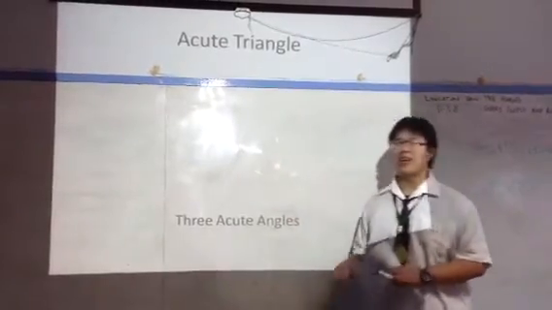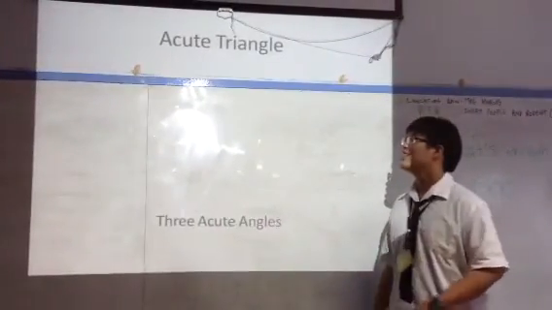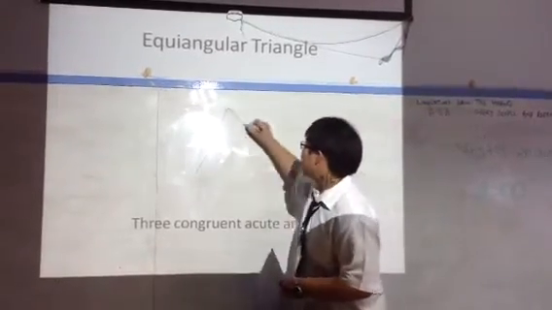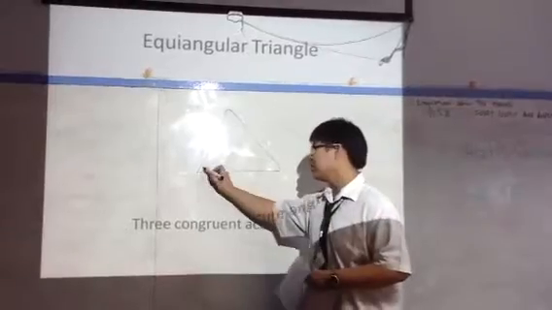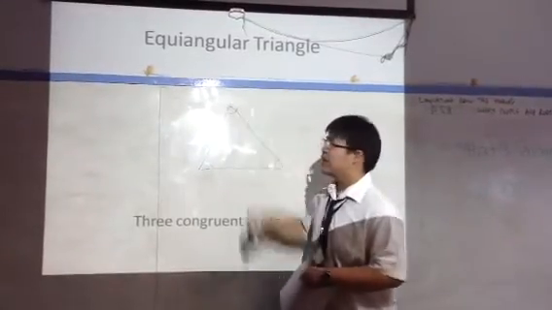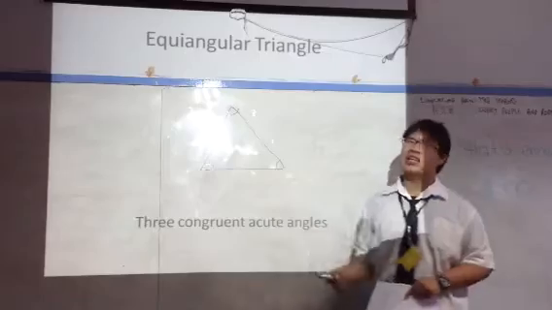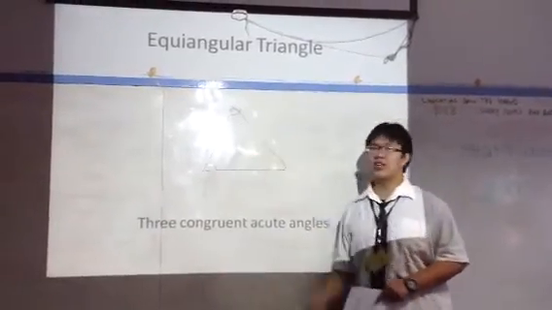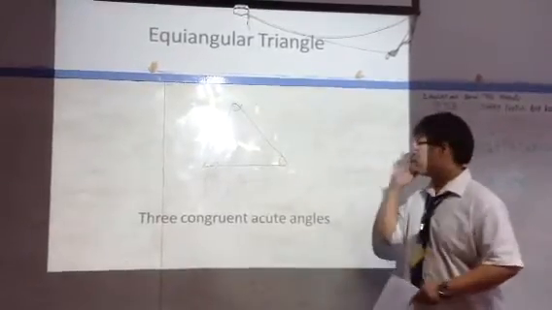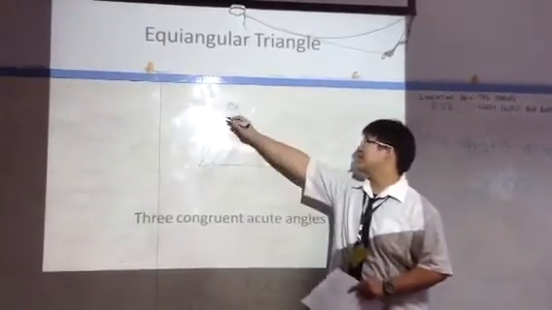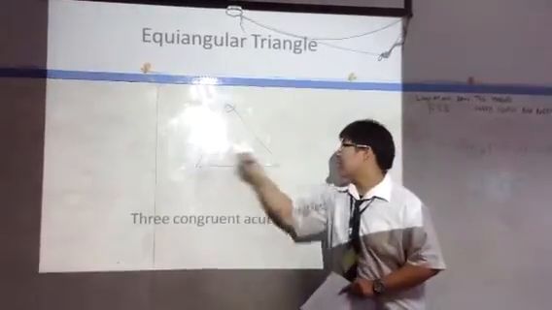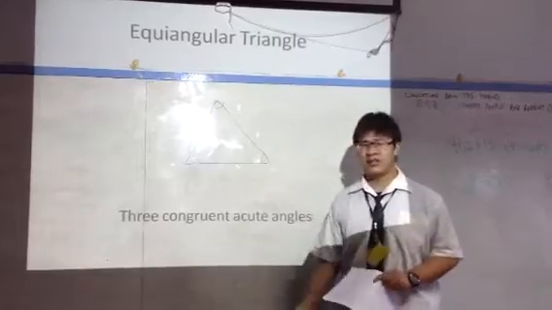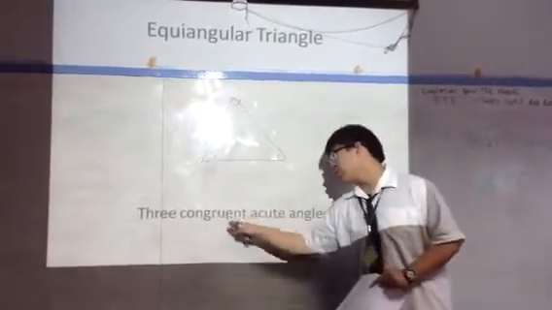Moving on, the next type of triangle would be the equiangular triangle. This type of triangle is one that is acute as well, so you could call it an acute triangle, but it's equiangular because equi means equal and angular means angle. It means that the angles are all equal, the same measurement. So this is an equiangular triangle. They are acute and congruent.